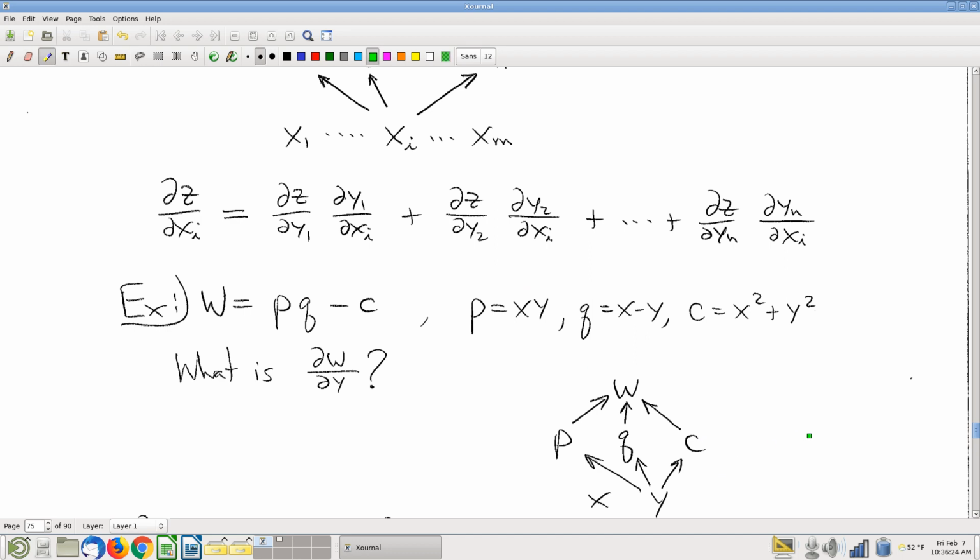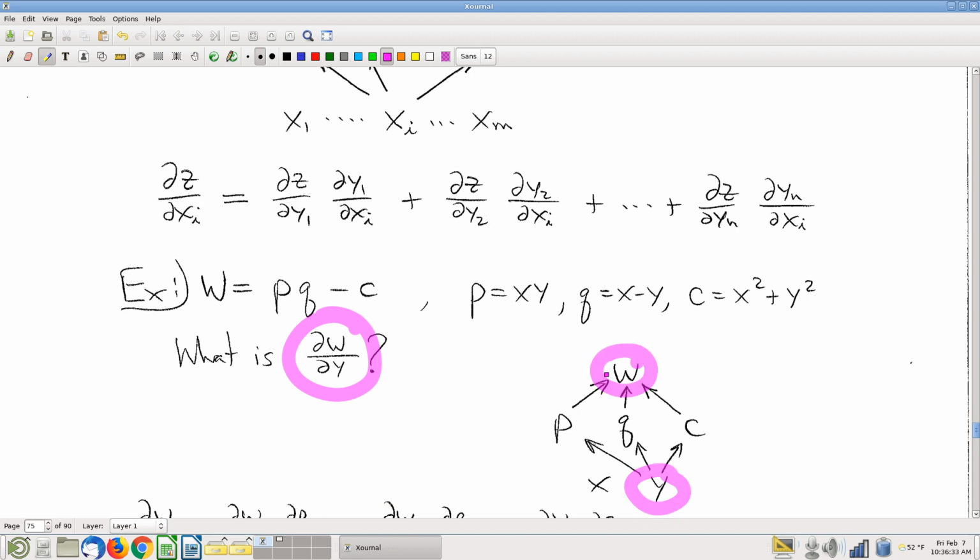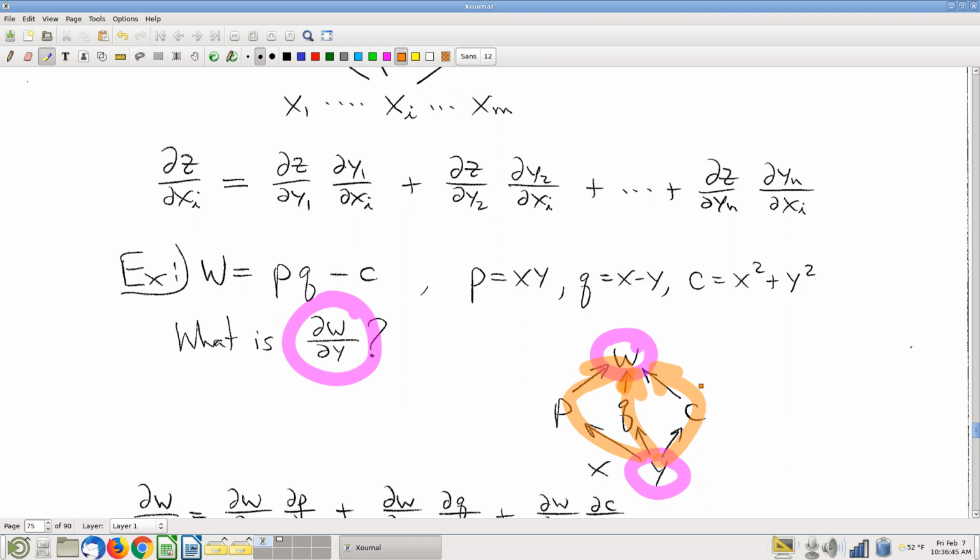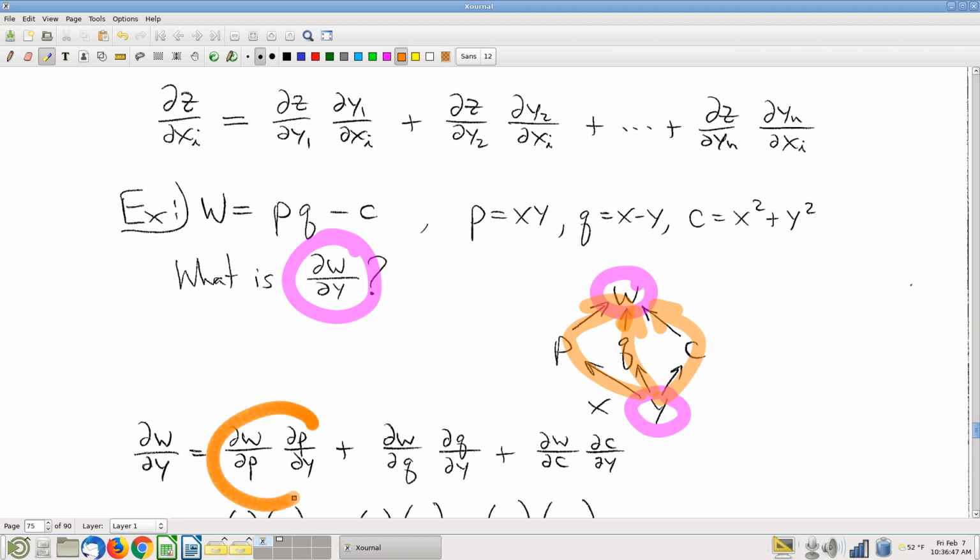Okay. And with that being established, then the question becomes clear. Well, I want to take the partial of W with respect to Y. There's my input, there's my output. I can clearly see what my intermediate variables are right there in the diagram. Likewise, those tell you the paths through which changes are going to propagate, and likewise, those tell you the terms that you're going to have in your chain rule. Is everybody on board?